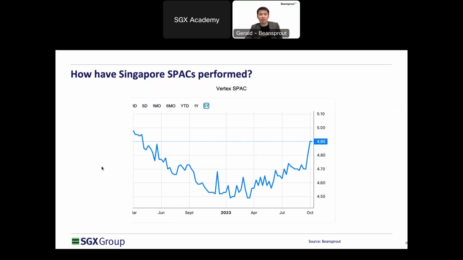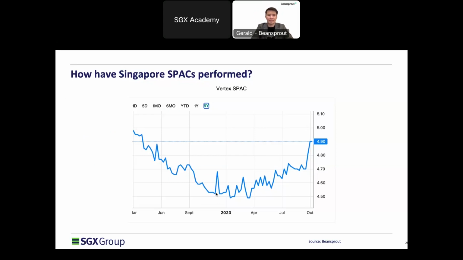Okay, so next we'll take a look at the price performance of the SPACs. We'll start with Vertex SPAC, okay? We saw that it was actually listed at $5 last year in March, okay? The share price actually came down through most of 2022. This is in line with the correction in a lot of tech stocks that we saw last year.